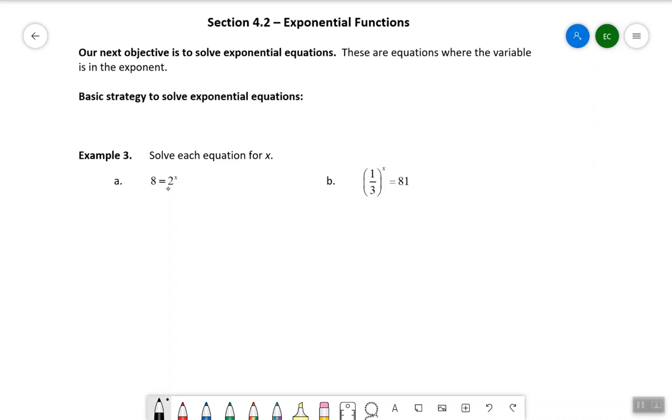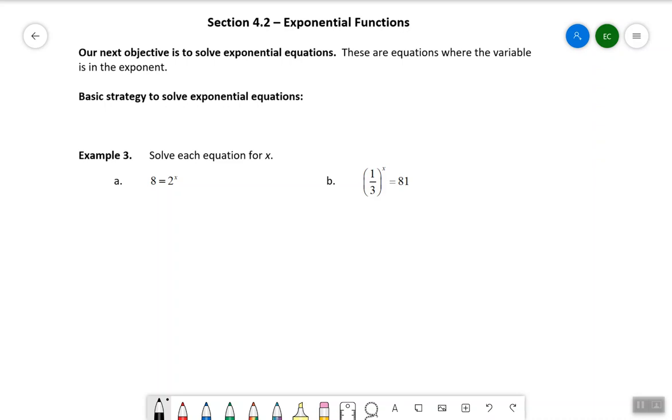So if I have 8 equals 2 to the x, maybe it's clear right away what the answer would be. Let's see, what power of 2 is 8? I think that's 2 to the third power. So the answer is going to be x equals 3, but let's make sure we have a systematic approach to get that.